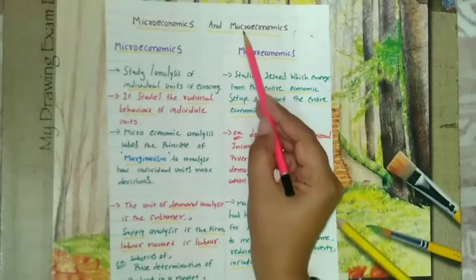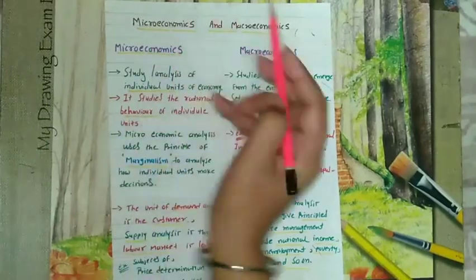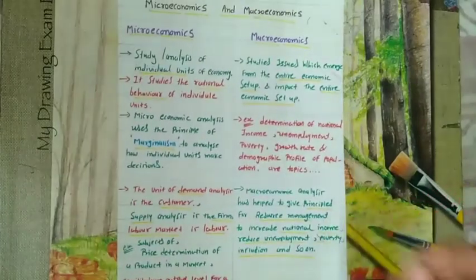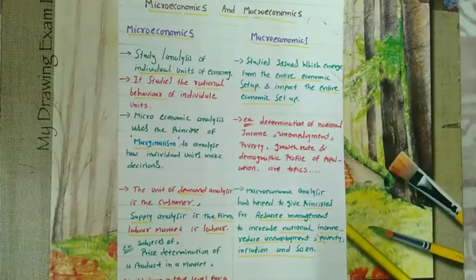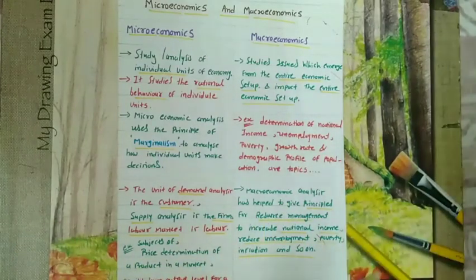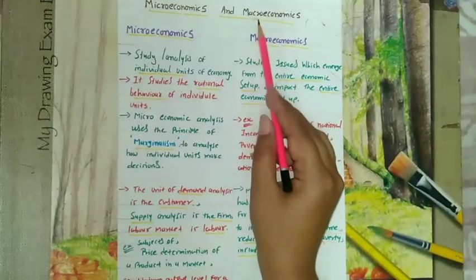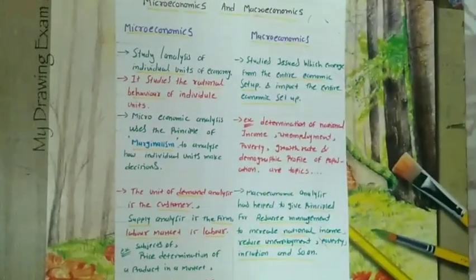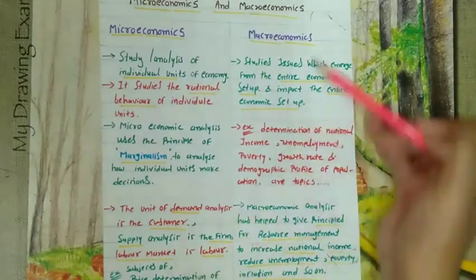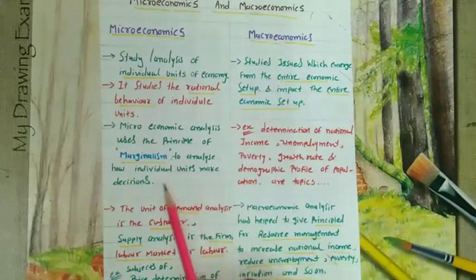Our today's topic is microeconomics and macroeconomics. Micro and macro. First of all, the basic understanding is that micro means small unit and macro means large. Again, micro means small and macro means large. Let's see the difference between the two. First, we will go through microeconomics and then macroeconomics, and then we will compare both.